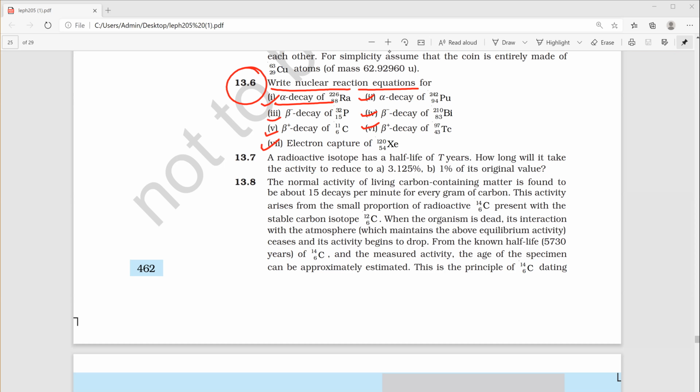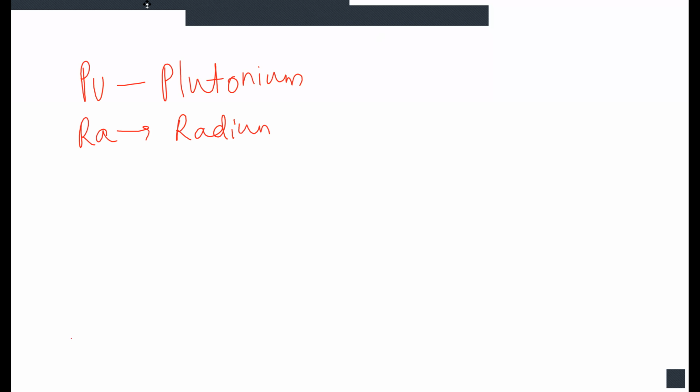Before going to this, we shall first see the names of some elements. First, Pu is the symbol used to denote plutonium. Ra means radium. Next, Rn means radon. Bi means bismuth.